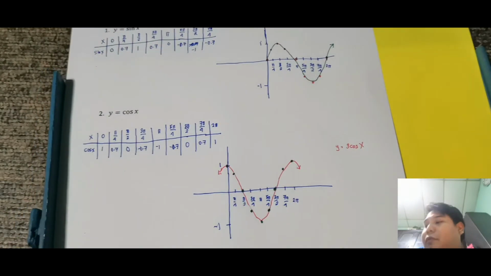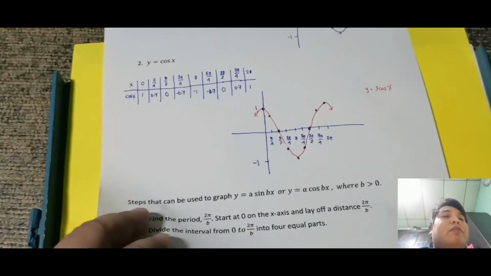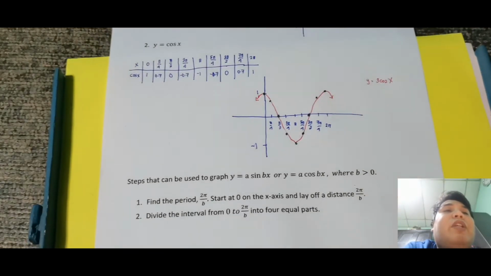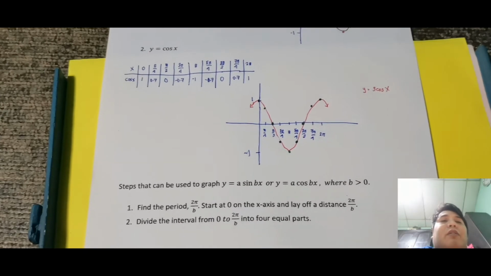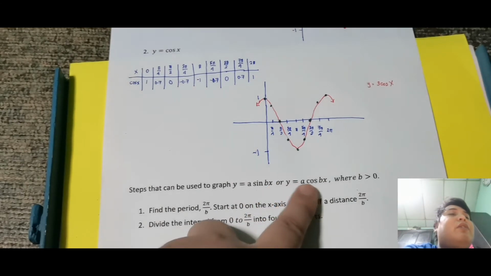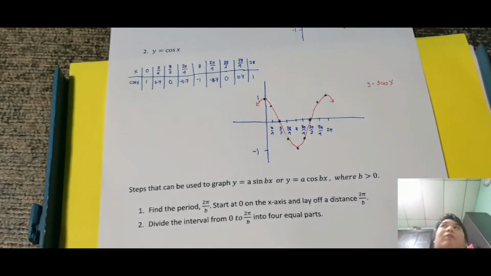So now let's proceed to the steps for graphing. Again, we're only talking about sine and cosine. The steps can be used to graph, so they're optional; you can choose not to use them. But I think you will use this. The steps that can be used to graph y is equal to a sine bx or y is equal to a cosine bx, where b is greater than 0. For example, 3 sine 4x, 4 cosine 2x, negative 4 sine 2x. Those are what we will graph here. So these are the steps to remember.